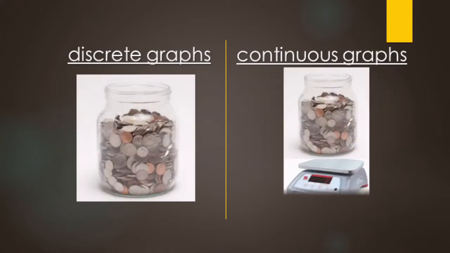Another example here, if we're talking about coins, if you've got your coin jar, you can count the number of quarters and the number of pennies and dimes and all that stuff, versus if you put it on a scale, you could have 1 pound or 1.5 pounds or 1.25 pounds or 1.3296 pounds. So if you're putting it on a scale, that would be considered continuous information, whereas if you're counting number of coins, you're going to have 1 coin or 2 coins or 3 coins and not in between.